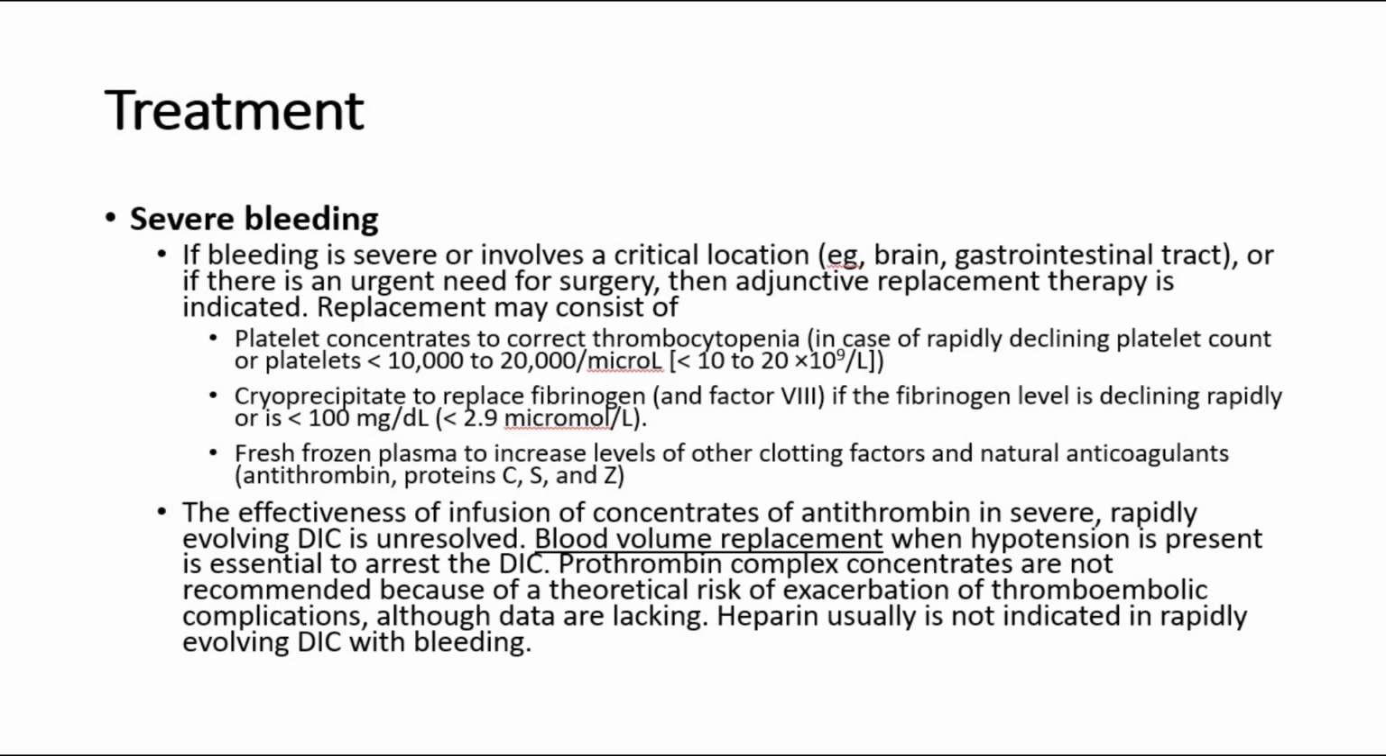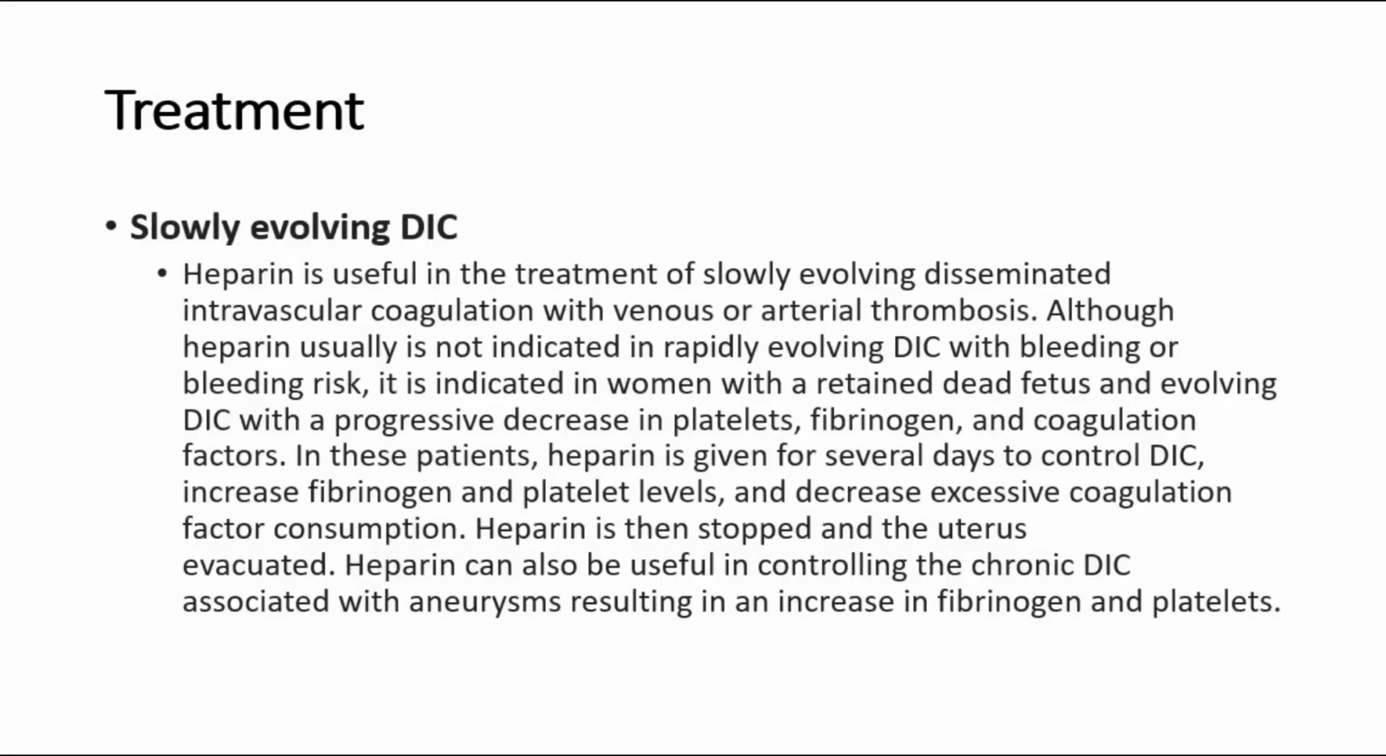Heparin usually is not indicated in rapidly evolving DIC with bleeding. Heparin is usually more useful in treatment of slowly evolving disseminated intravascular coagulation with venous or arterial thrombosis. Although heparin usually is not indicated in rapidly evolving DIC with bleeding or bleeding risk, it is indicated in women with a retained dead fetus and evolving DIC with a progressive decrease in platelets, fibrinogen, and coagulation factors. In these patients, heparin is given for several days to control DIC, increase fibrinogen and platelet levels, and decrease excessive coagulation factor consumption. Heparin is then stopped and the uterus evacuated.